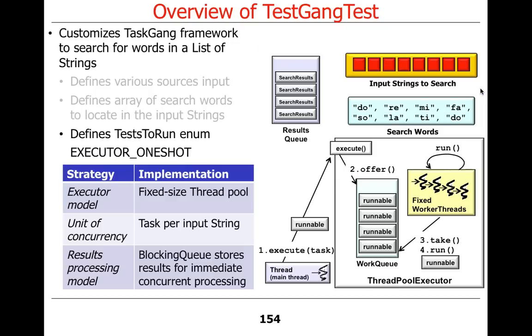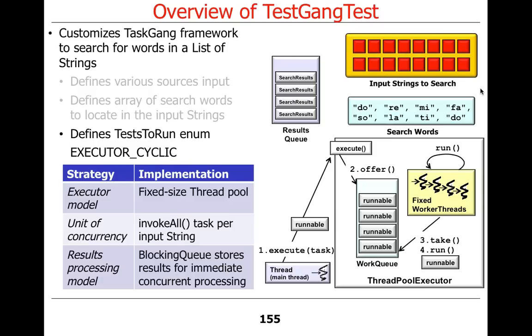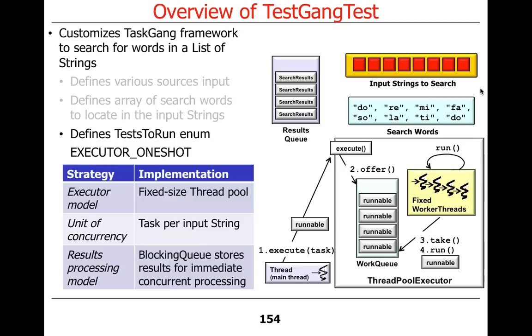So here's the first thing we're going to do. This is the executor one-shot test. And you'll see for each of the tests that we're going to look at, there's a little bit different thing that they're doing. So for executor one-shot, we have 3 main things that vary. There's a few other things that vary too, but they're not as important. We have the executor model, fixed size thread pool, variable size thread pool. Those are things that can vary. We have the unit of concurrency, which in this case is a task per input string, where each task can run concurrently. What that means is that each input string is being processed concurrently.